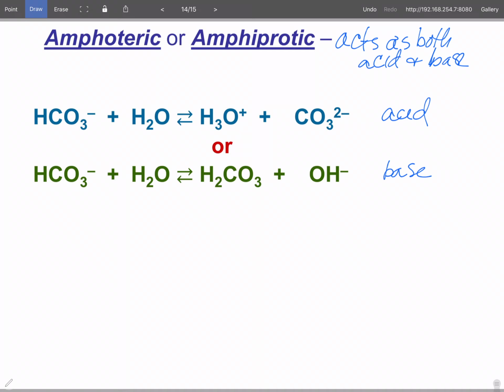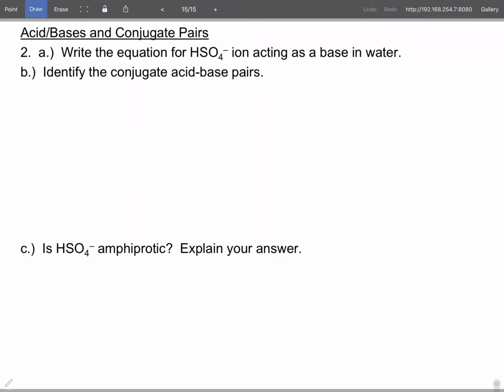So what we have here is this is acting as the acid because it's donating a proton. So this would be the conjugate base. Here it's acting as the base because it's picking up a proton, so this is the conjugate acid. So again, this is the blood gas buffer reaction that is used in respiratory therapy. Now, again, these are not the only ones. There are a lot of them that can do this. Here's another example.